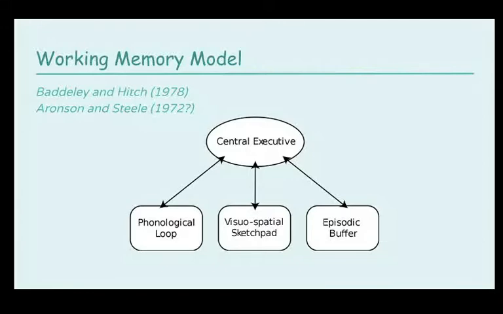And some studies that you can use in support of these would be Baddeley and Hitch in 1974 and Aronson and Steele in 1972.